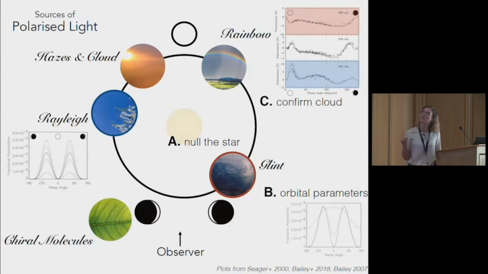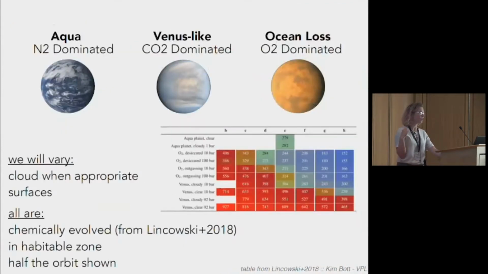Polarized light really lends itself to confirming the presence of clouds as well, and possibly to characterizing them if you can get enough data for that. So I'm going to show you a few models. Most of these models are going to be based on chemically evolved models from Andrew Lincowski's 2018 paper. So he was looking at the TRAPPIST-1 system and the kind of archetype planets that we might find there.